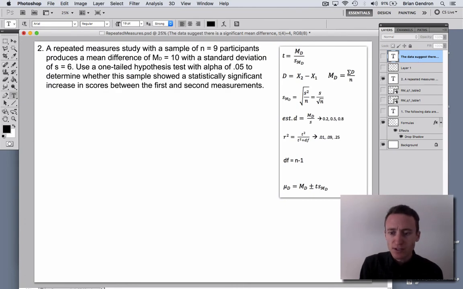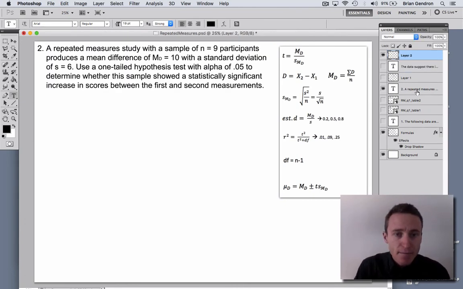Okay, so this one says a repeated measures study with a sample of 9 participants produces a mean difference of 10 with a standard deviation of 6. So already we're given information that we didn't have on the last problem, which is nice. We don't have to calculate the mean difference and the standard deviation of the difference scores like we did in that last problem. So we'll be starting ahead, if you will.